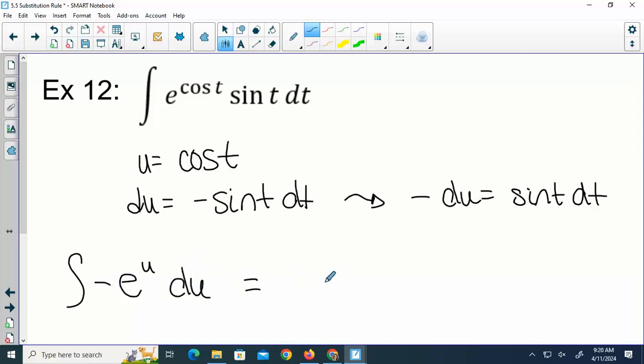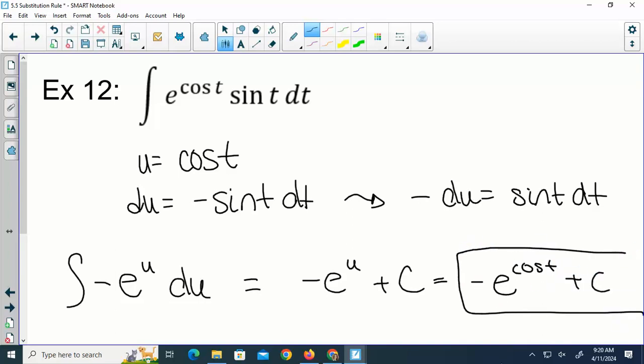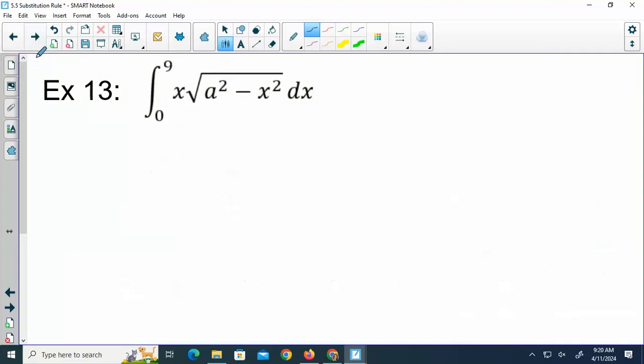What's the antiderivative of negative e to the u? We don't have limits, so this one we have to have the plus c. And since I don't have numbers to plug in, we have to replace the u. So it would be negative e to the cosine t plus c. And the last one.